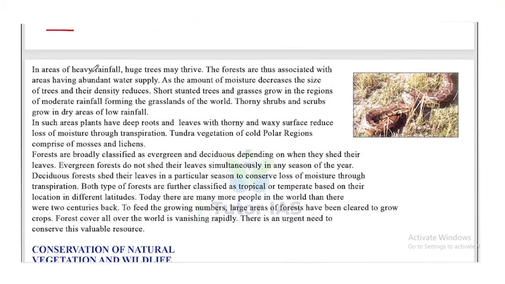In areas of heavy rainfall, huge trees may thrive. The forests are thus associated with areas having abundant water supply. As the amount of moisture decreases, the size of trees and their density reduces. Short-stemmed trees and grasses grow in regions of moderate rainfall, forming the grasslands of the world. So if the amount of rainfall is moderate, the vegetation is short-stemmed trees and grasses, and it is known as grassland vegetation.